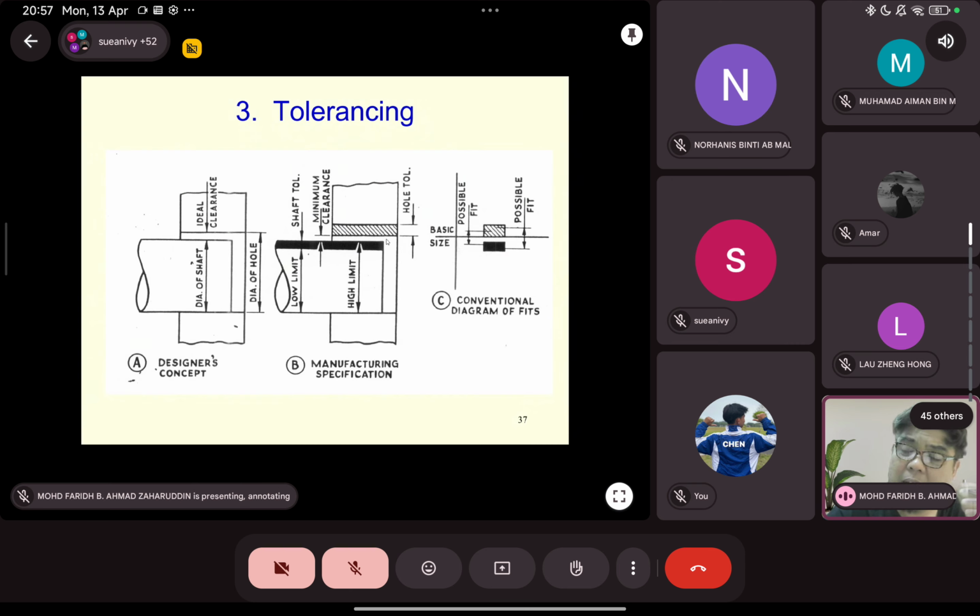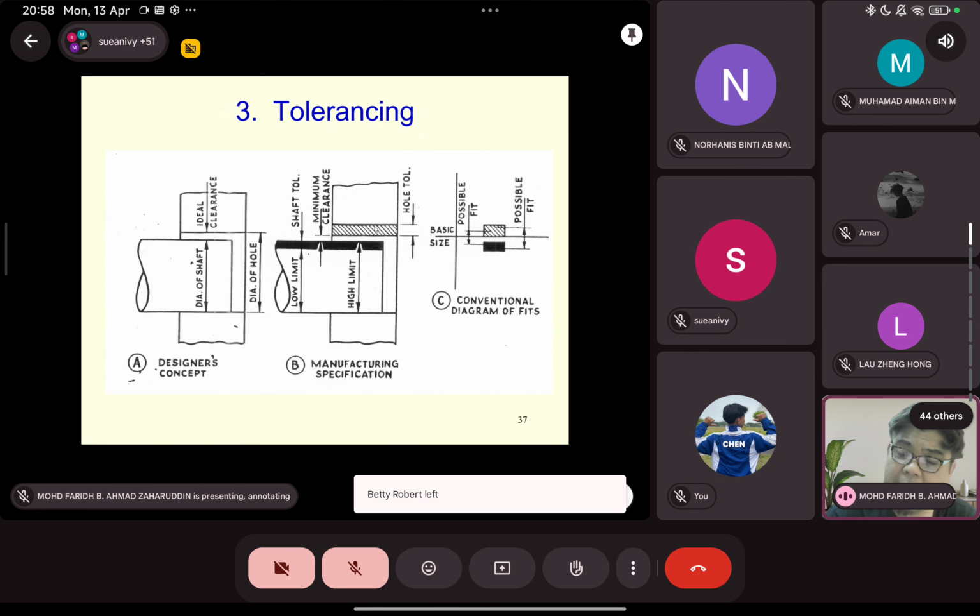There is an upper limit and a lower limit, or sometimes they call it the minimum size of hole and maximum size of hole, and we can see there is a minimum clearance. Minimum clearance in Bahasa Malaysia is kelegaan minima, between the maximum size of shaft and the minimum size of hole. You can get the maximum clearance, which is between the minimum size of shaft and the maximum size of hole.